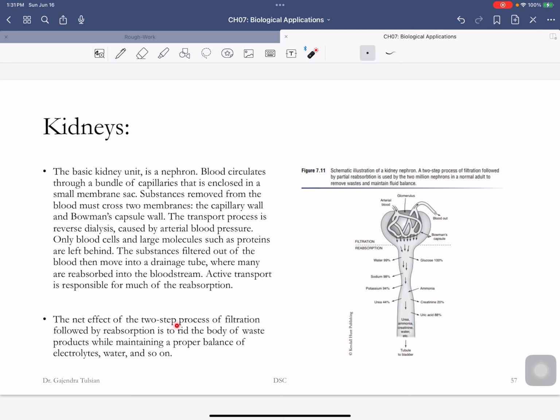So the net effect of the two-step process of filtration followed by reabsorption is to rid the body of waste product while maintaining a proper balance of electrolyte, water, and so on.